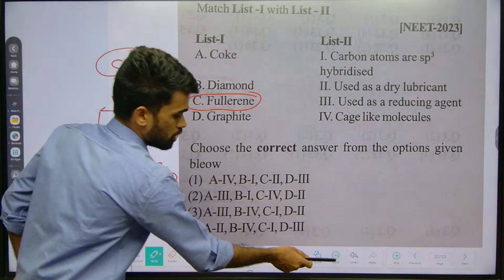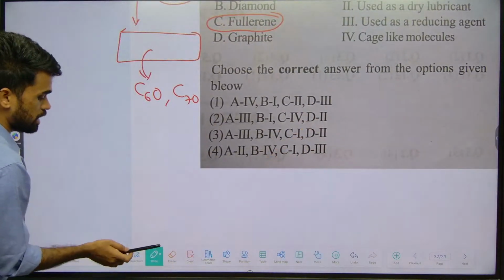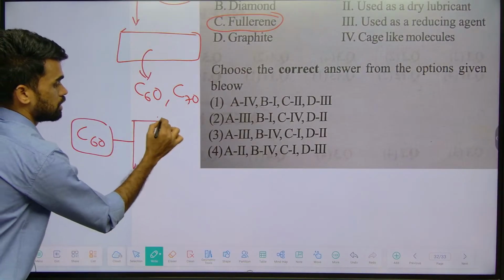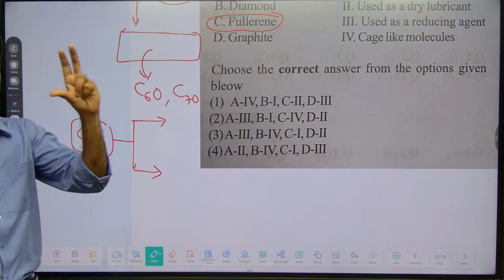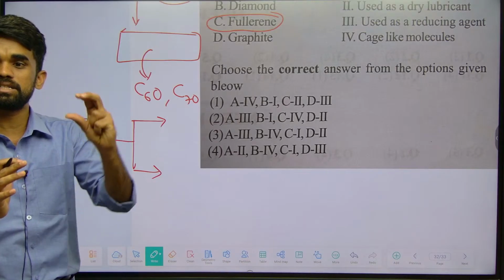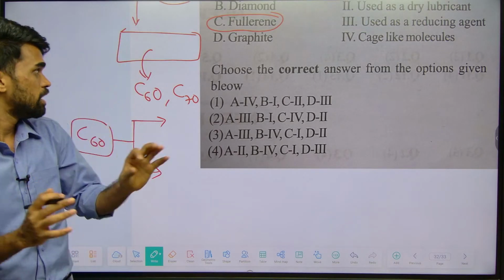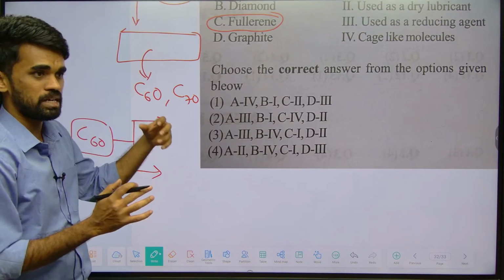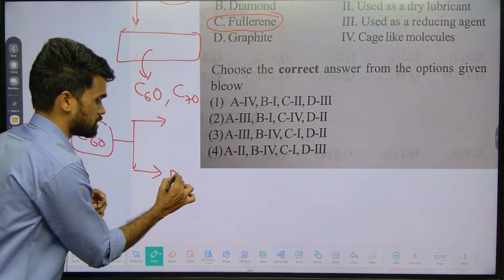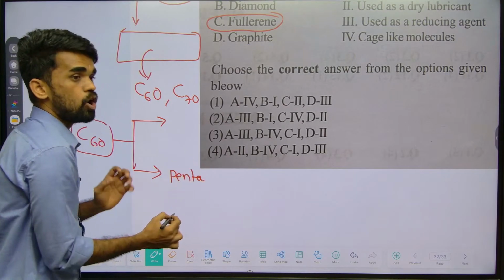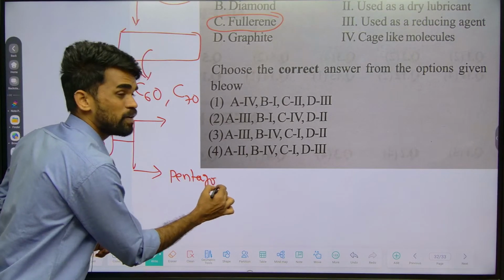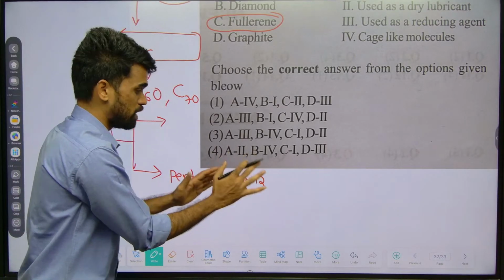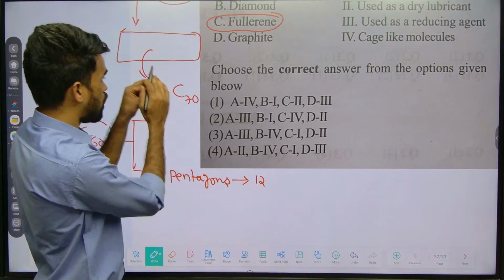Now among these fullerenes, C60 is a major component. It is made up of hexagons and pentagons. In all these fullerenes, whether C60 or C70, there will be pentagons, meaning 5-membered rings. How many will there be? 12. This number is fixed for pentagons for all the compounds.